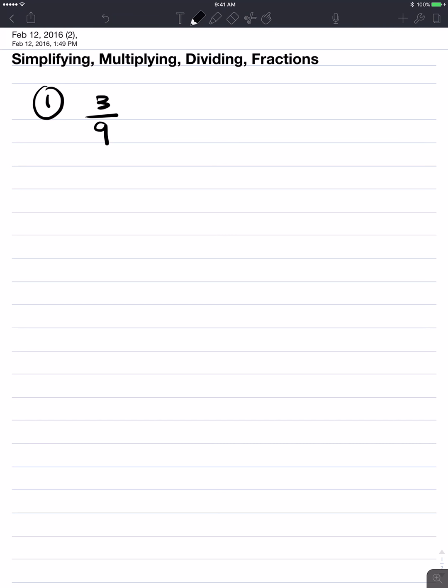Simplifying, multiplying, and dividing fractions. These are the solutions to the worksheets, solutions to the odds. We're going to simplify the fraction 3 over 9, and in doing so, we're going to use factor trees.